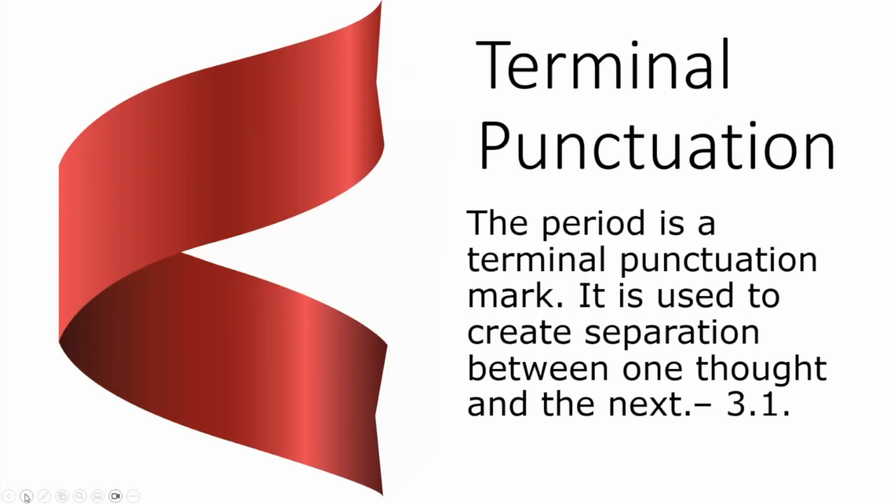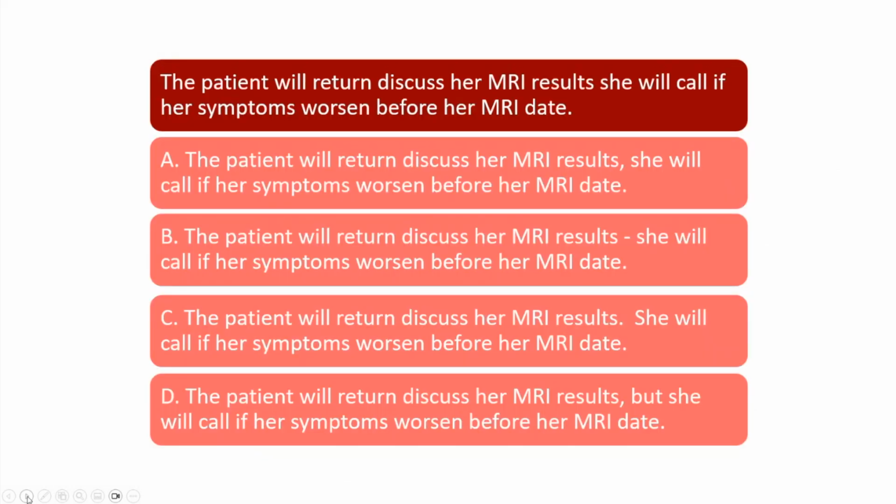Okay. So next is terminal punctuation. The period is a terminal punctuation mark. It is used to create separation between one thought and the next. So BOSS 3.1. Let's look at an example. The patient will return to discuss her MRI results. She will call if her symptoms worsen before her MRI date.